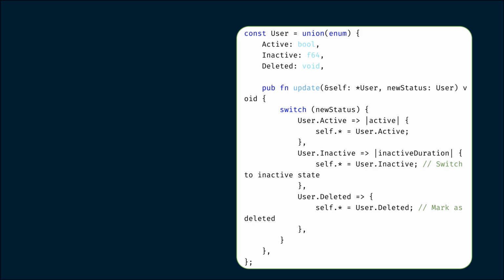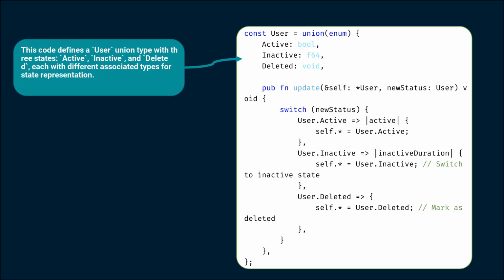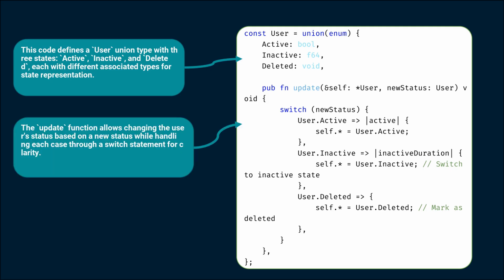Now let's take a look at how to integrate methods directly into our user union. This is where the power of encapsulation truly comes to life as we create an update method that modifies the internal state of the union based on incoming parameters. We define a function called update, which accepts a mutable reference to the user union and a new status, allowing it to update the user's state seamlessly.